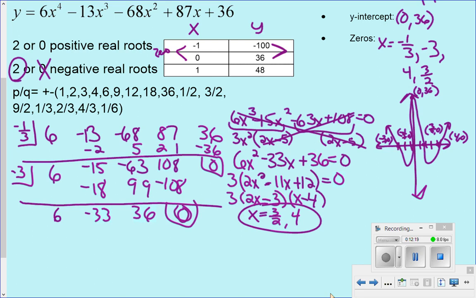But really the key thing when you're working on these, and I mentioned this in class, is step 1, check the original equation and see if it's factorable. If it's factorable, and some of these will be, you can factor it right at the beginning, and then you don't even have to do Descartes or rational root theorem or a table. So that'll save you some time. So check to see if it's factorable at the beginning.